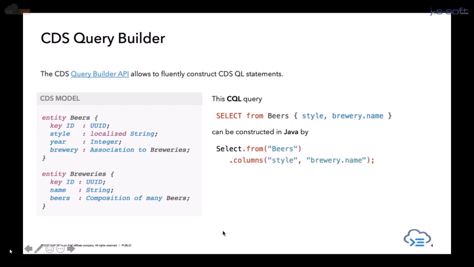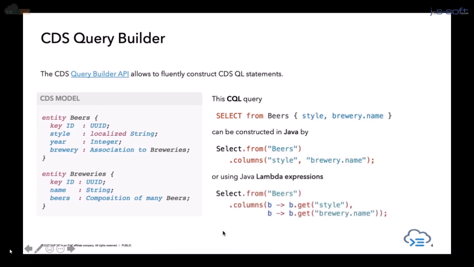Another variant to write this down is using Java 8 lambda expressions, where you, in this case, have b that represents the beer, and then you can use get to access the elements of the entity and also the path expressions. And the advantage of using lambda expressions here is that it gives you a few more options. For instance, you can define an alias for this.